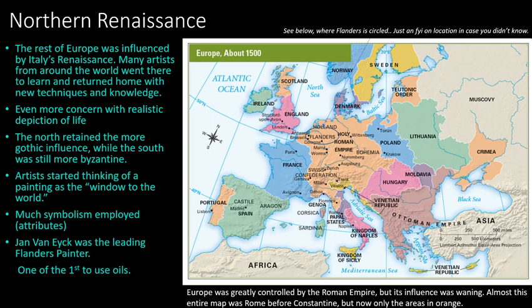So the meaning becomes way more important than anything prior to this point in time, especially because you're getting outside of religious work in great part. And so you need those attributes so that you can identify the people that you're looking at. You see a lot of that in Northern Renaissance painting.